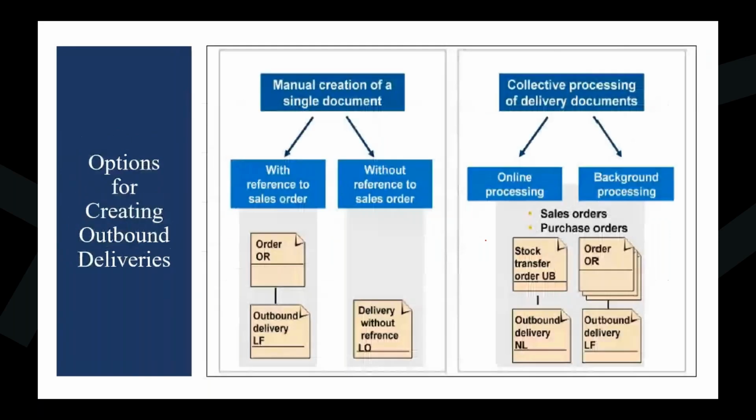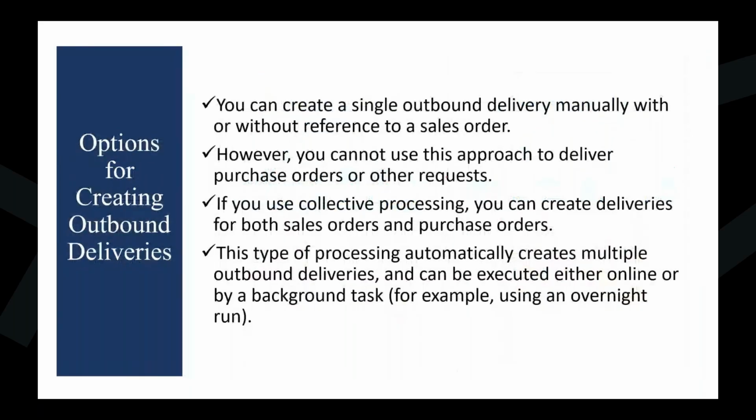So next method is collective creation. This also we have covered actually. Okay, so here what you do, you take multiple sales orders and then you create outbound deliveries. There are again two methods. One is online processing, another one is background processing. So that is another method.